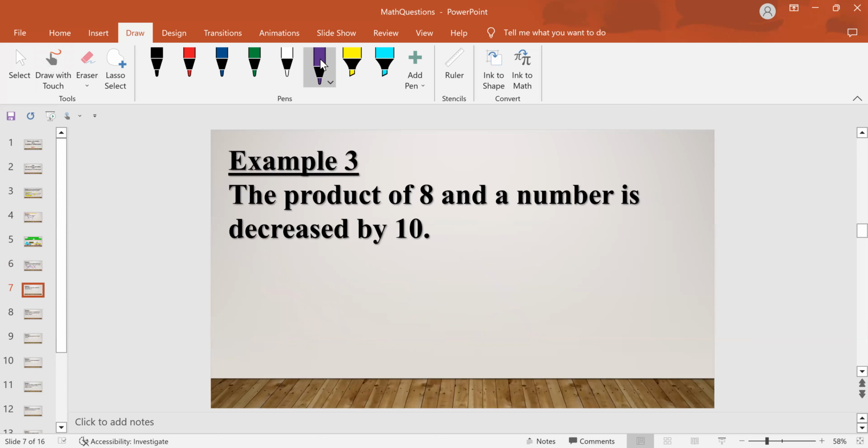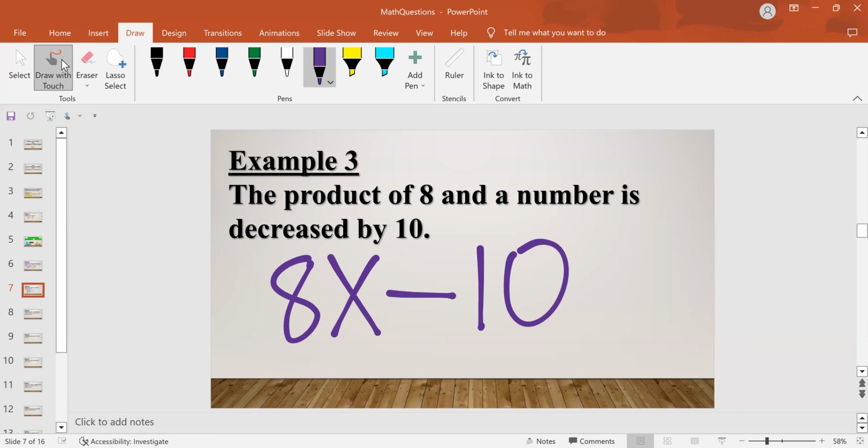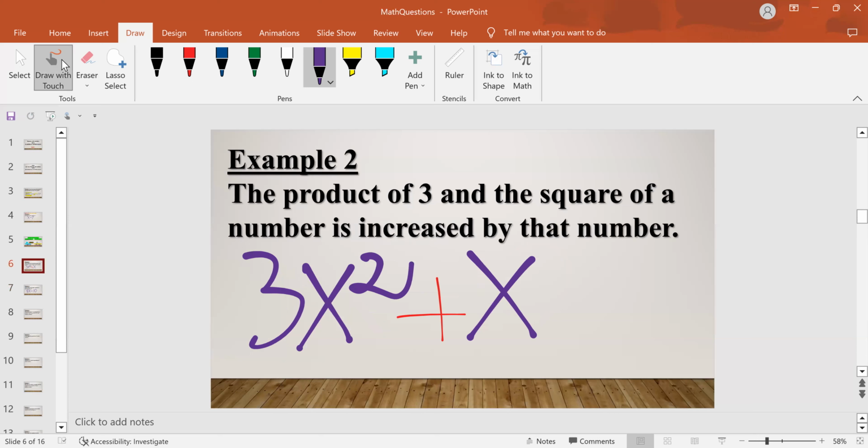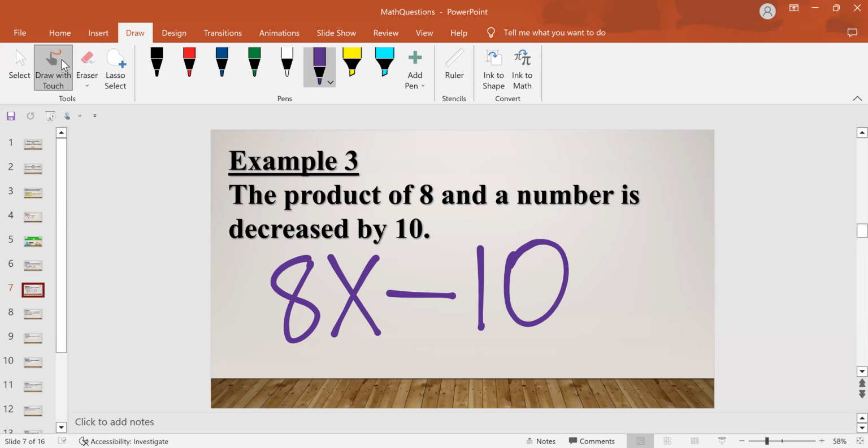The product, so again, product in math means a multiplication. The product of 8 and a number. So it's going to be 8x. The product of 8 and a number, so multiplication between 8 and x, is decreased, minus 10. Okay, let's see the previous one. When they say increase, it is plus, but decrease is minus.